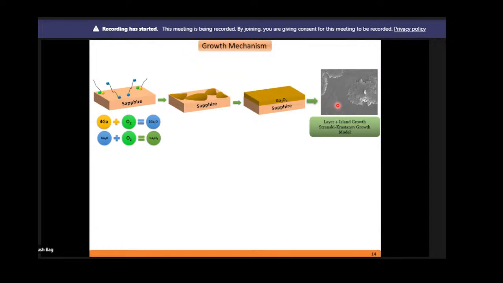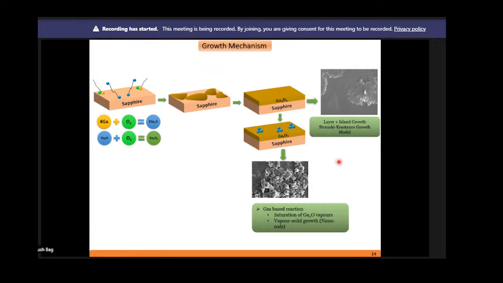This is typically called layer-plus-island growth, because in epitaxial growth there are typically three growth mechanisms or growth models. We can get layer-by-layer growth, or from the first place we can get island growth, and then we can also get layer-plus-island growth. This is also named after the scientists who modeled this growth, which is the Stranski-Krastanov growth model.